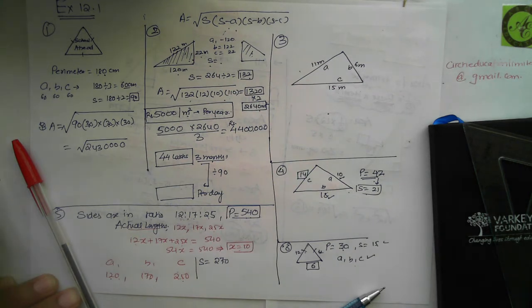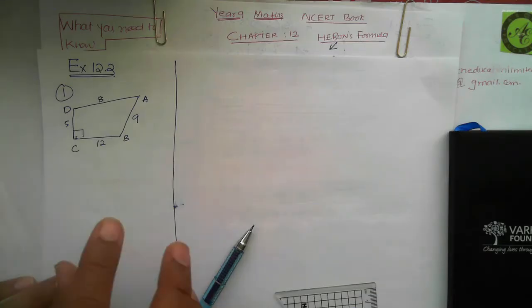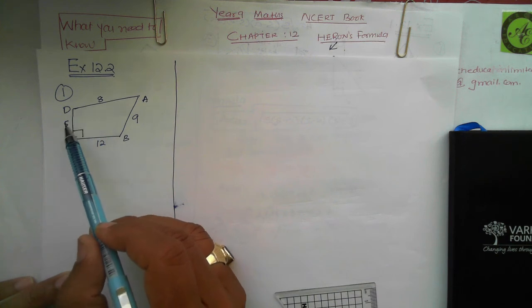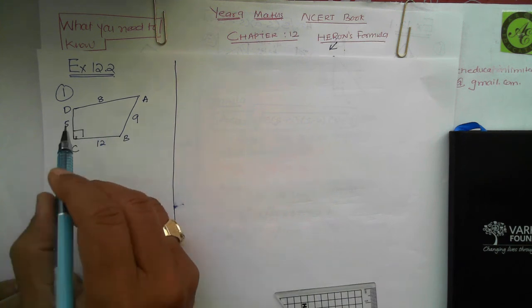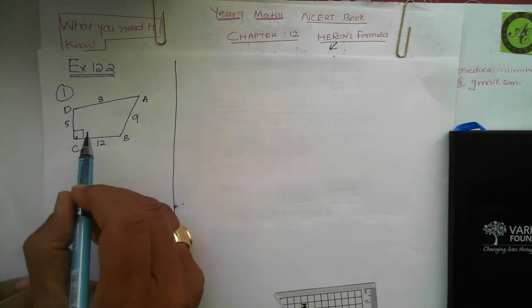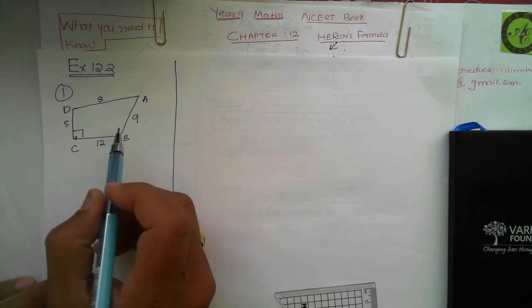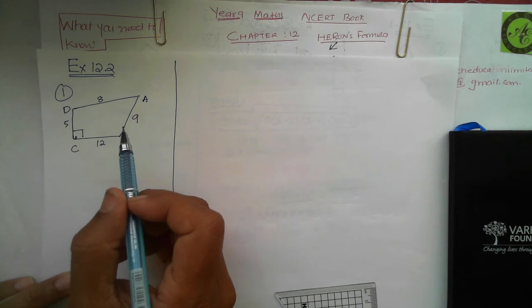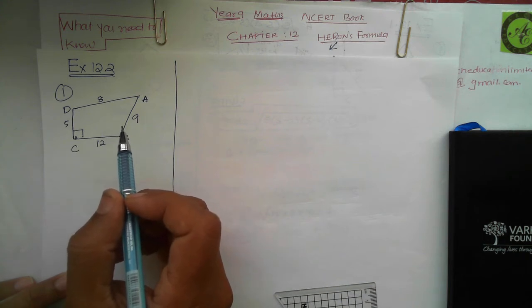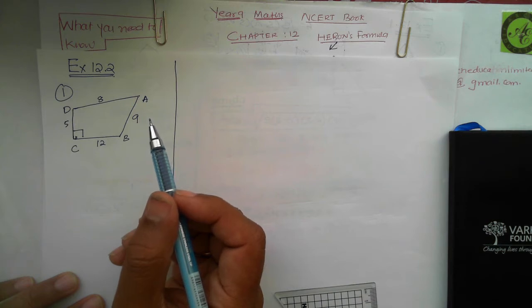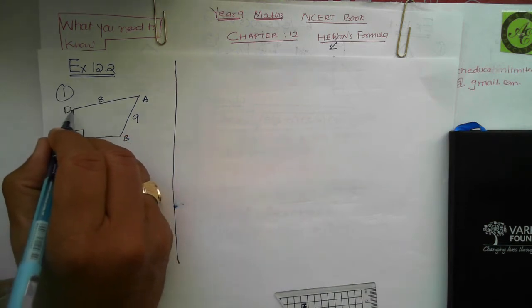So that's it. This finishes exercise 12.1. We move on to exercise 12.2 now. Okay, so here you are. This is question number 1. A quadrilateral with 4 sides given and angle C was given to as 90. So how would you use Heron's formula to find the area of this quadrilateral? Because Heron's formula is used only for triangles, you have to divide this into 2 different triangles. Okay, so ideally I think we should divide in this way.